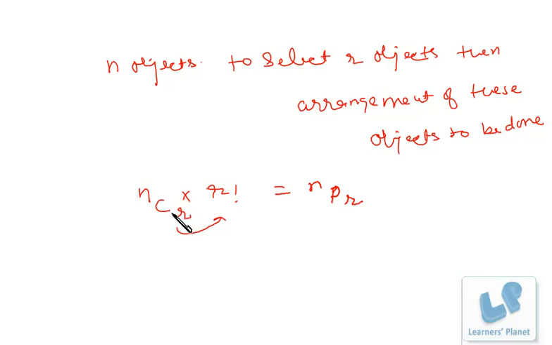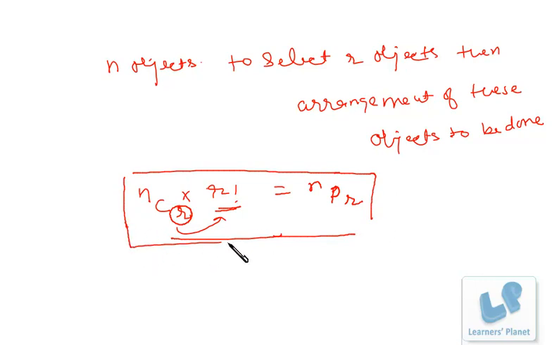Combination is strictly selection and permutation is arrangement of selected objects. We selected r objects and we are arranging r objects. So arrangement of selected objects is permutation and only selection is combination. This is the difference between these two, and this is the relationship between these two: nCr into r factorial is nPr.